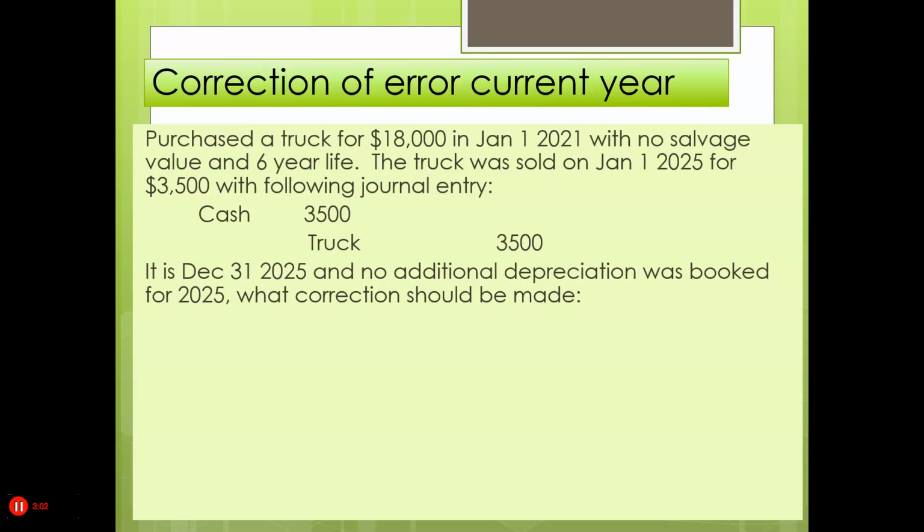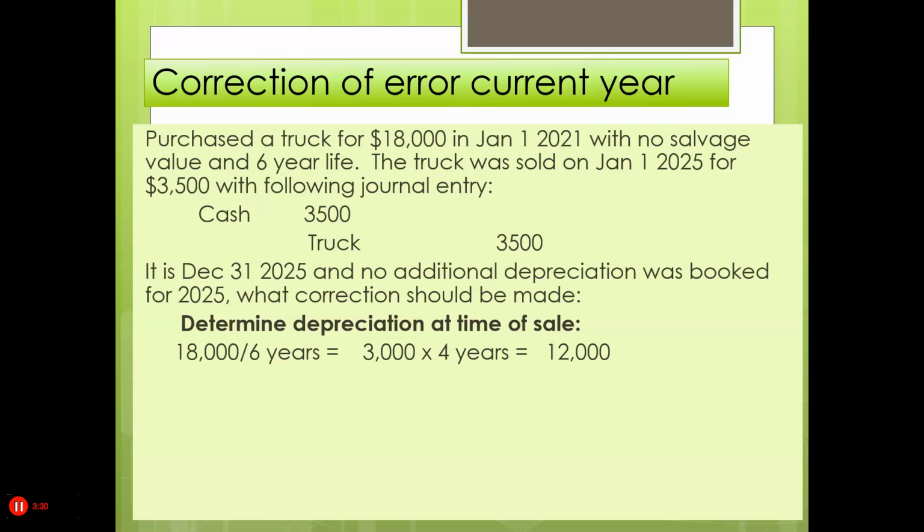All right, we purchased a truck for $18,000 in January with no salvage value and a 6-year life. The truck was sold in 2025 for $3,500, and we had someone that didn't quite know what they were doing, or they got bad directions, so they received the cash and took $3,500 for the truck off the books. Now it's the end of the year and no additional depreciation was taken, but what should have been made? What entry should have been made?